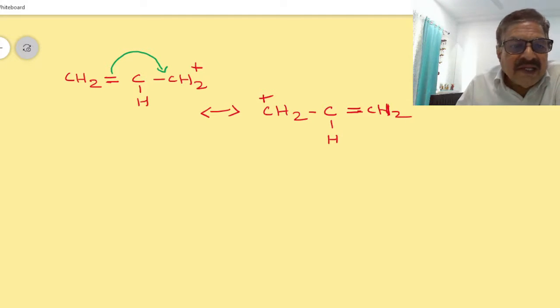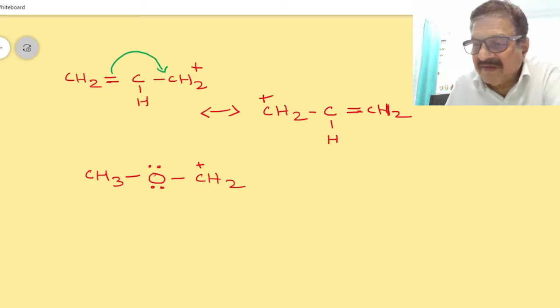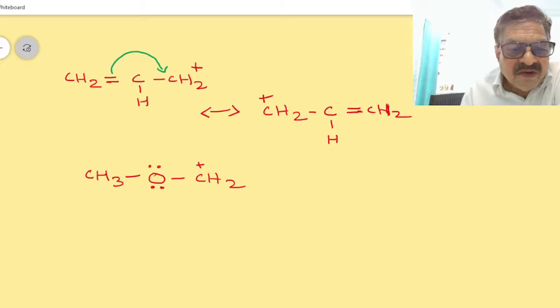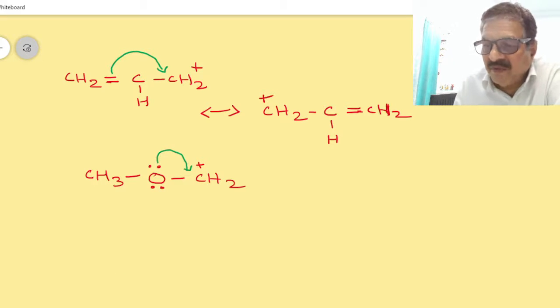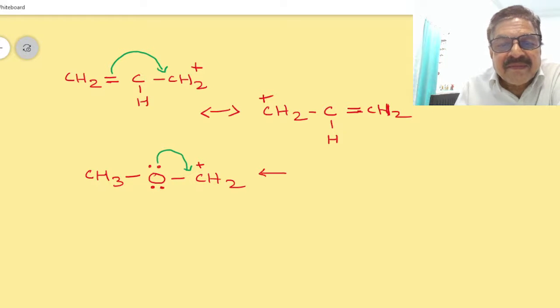Now another example is CH3. We can say a lone pair on the oxygen. We can have it like this. Then CH2 plus. If you have a structure of this nature, what will happen? This lone pair will go like this. Then how will the resonance structure look? CH3, O will become plus here.